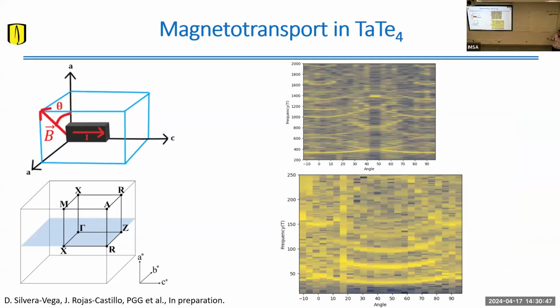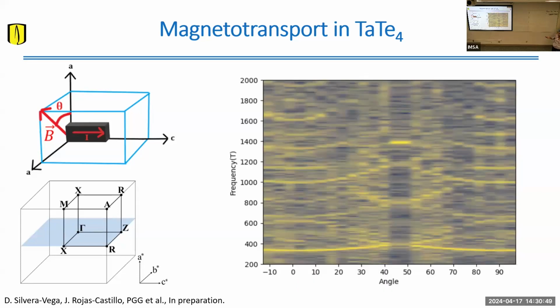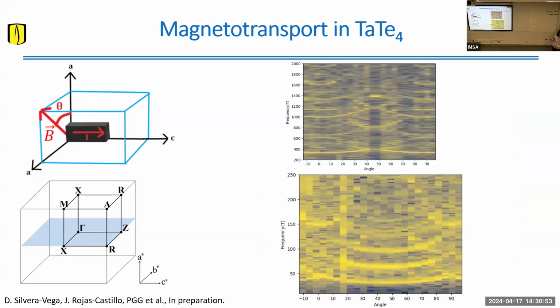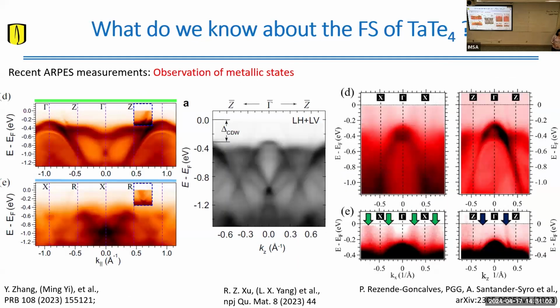And not only that, this is in the regime of 1,000 Tesla. But if you go to a low frequency regime, 200 Tesla, you also see a bunch of frequency components. So this is way more complicated than you would wish. So then we rely on what we know. So we go to ARPES to have some light into this, and to our DFT friends.